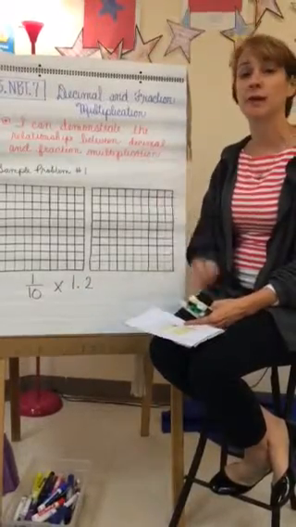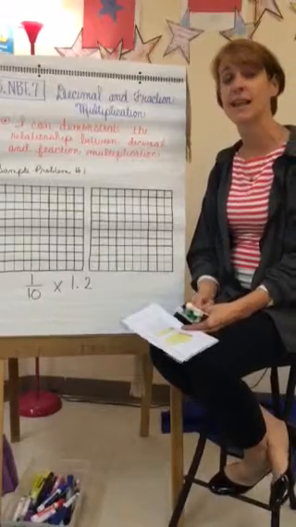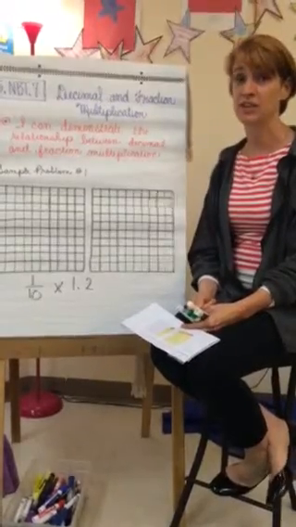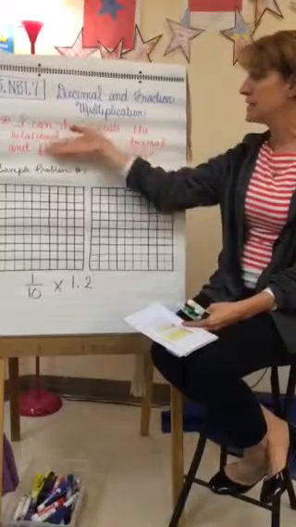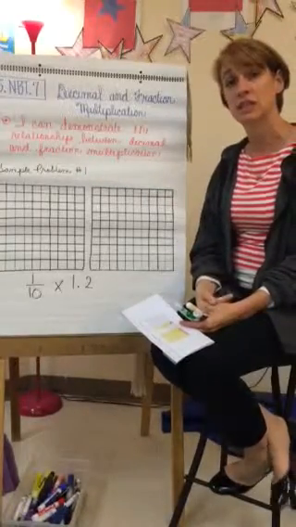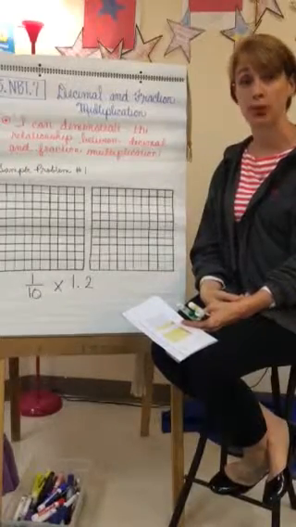So to begin, I would have my learning target written for the students. The learning target today states, I can demonstrate the relationship between decimal and fraction multiplication. I would break down anything in the learning target that the students need clarification on, and we would move on to our first sample problem.